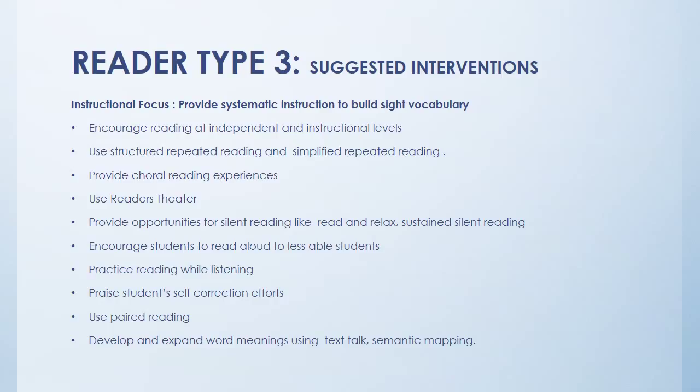Suggested interventions for type 3 readers. Some of the suggested interventions are providing systematic instructions in sight vocabulary, using repeated reading, readers' theater, providing opportunities for silent reading like read and relax and sustained silent reading, using text talk and semantic mapping to develop and expand their word meaning.